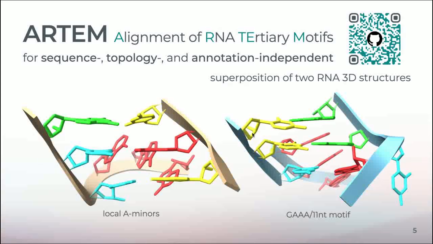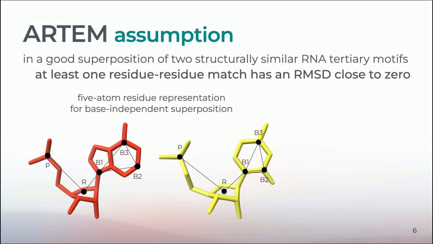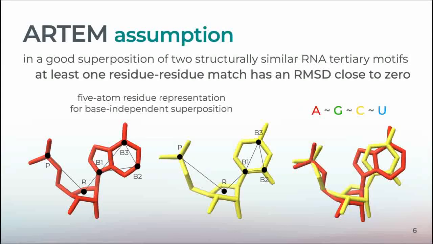This problem has factorial complexity, and to solve it, we developed ARTEM for sequence-, topology- and annotation-independent superposition of structures. ARTEM is based on the assumption that in a good superposition of 2 structurally similar tertiary motifs, at least one residue match has an RMSD close to 0. To be able to match residues with different types of base, ARTEM uses a 5-atom residue representation. So we can perform superposition like this.